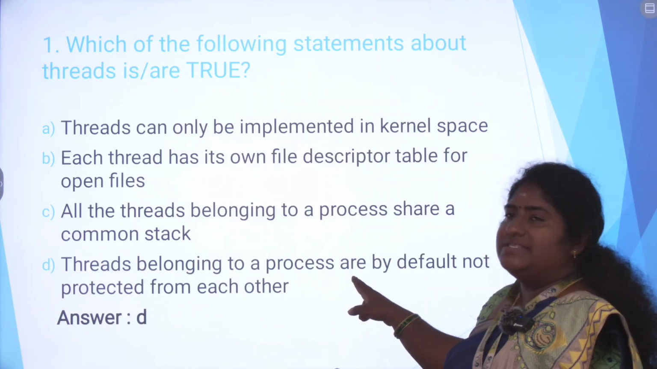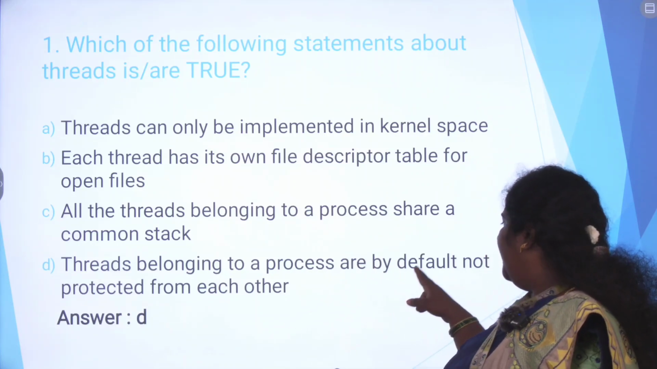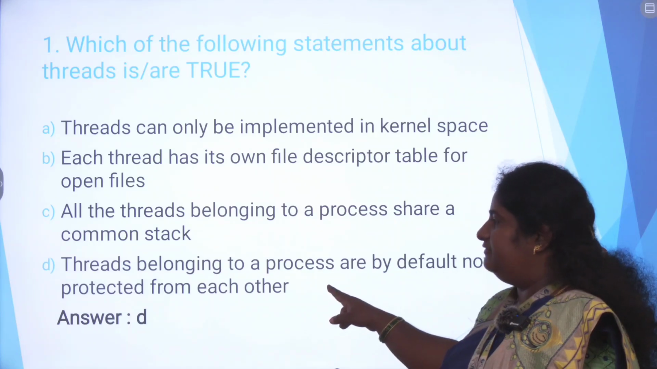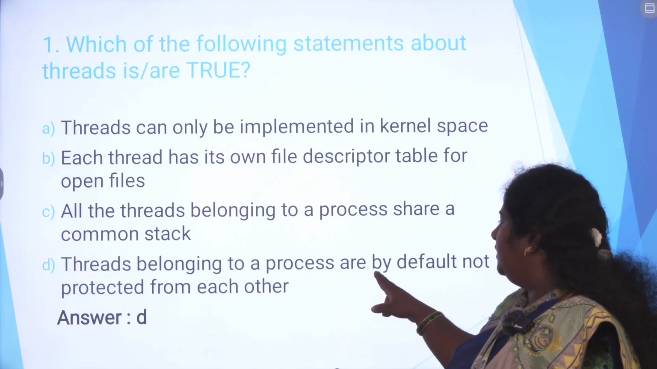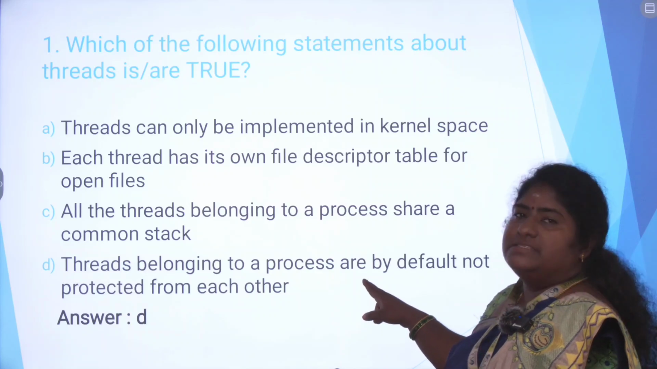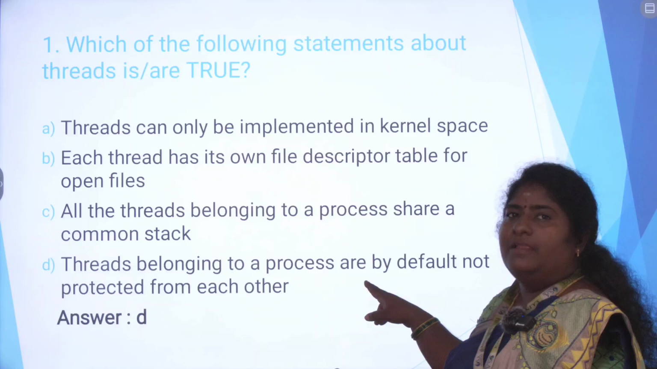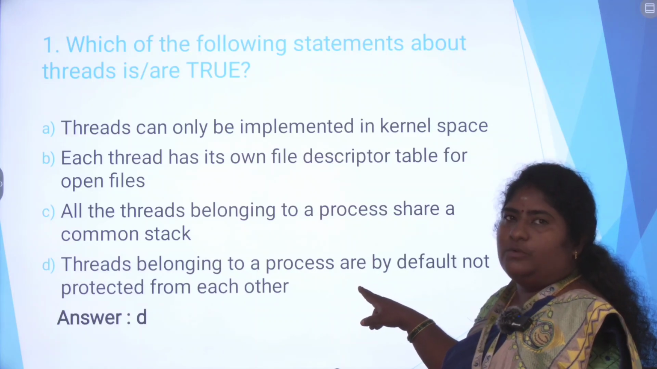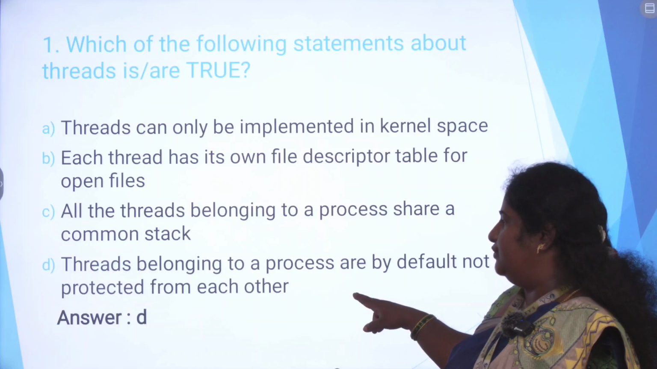So the fourth option is correct, because threads belonging to a process are by default not protected from each other. Since all the threads use the common space, every process has a place where multiple threads can be executed at any particular time. So the last option is true.